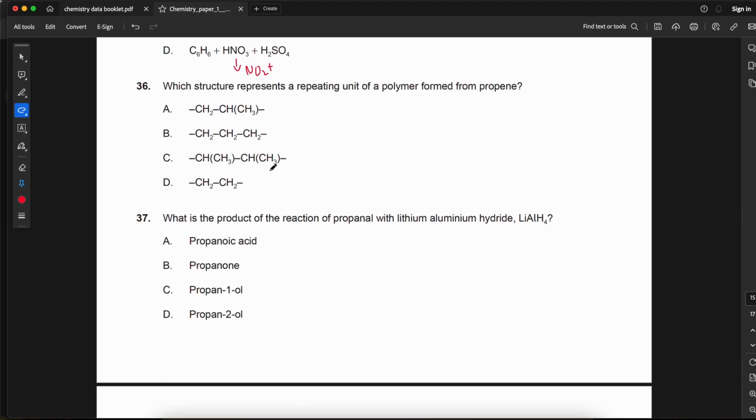Which structure represents a repeating unit of a polymer formed from propene? So this is propene. To make the polymer, you will start with CH3 and then C and then H and then CH2, this one. So the answer is A.